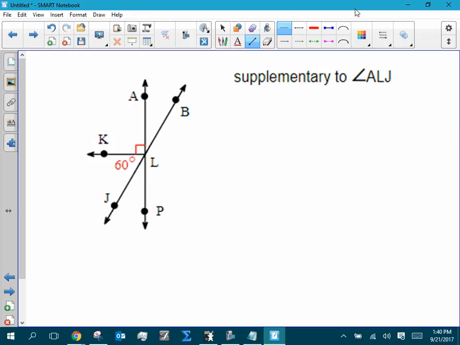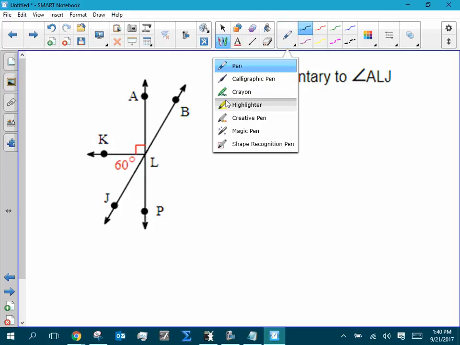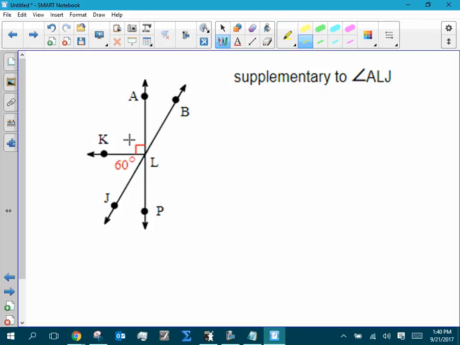So we want to figure out what angles here are supplementary to ALJ. I'm just going to highlight ALJ to make it a little easier to talk about. You can redraw it. No, too much work. It's not the same. All right, so we're looking at that angle. That's ALJ. So we want to think about what angle will help create supplementary.